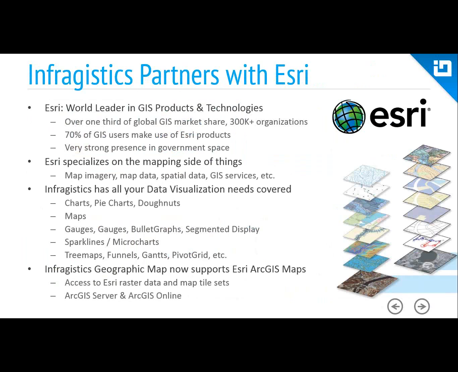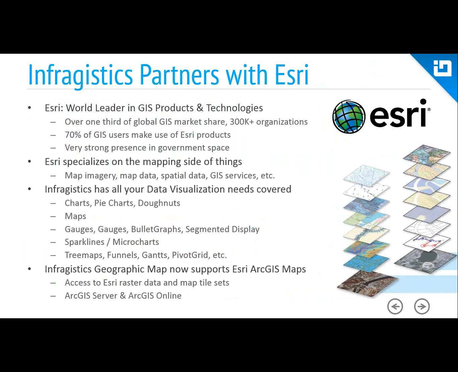But maps are all good, but you're not going to build an application with just a map. Sooner or later, you're going to need additional menus, buttons, grids, charts, a full dashboard, and this is where Infragistics comes into play. We have the rest of the DV story, so we go beyond just maps. We also have the chart, the pie chart, the donuts, all sorts of gauges, bullet graphs. Actually, it's supposed to be radial gauges and linear gauges here. We have spark lines, tree maps, funnels, Gantt, pivot grids, everything that's used in DV.